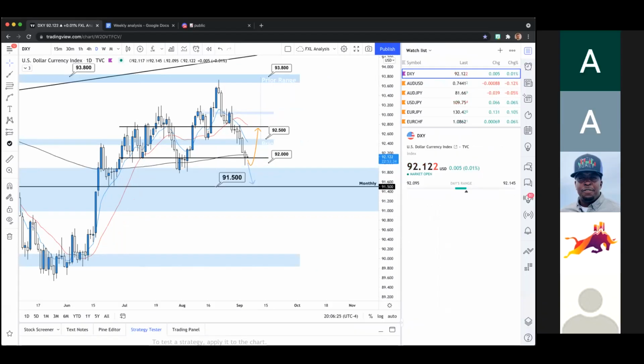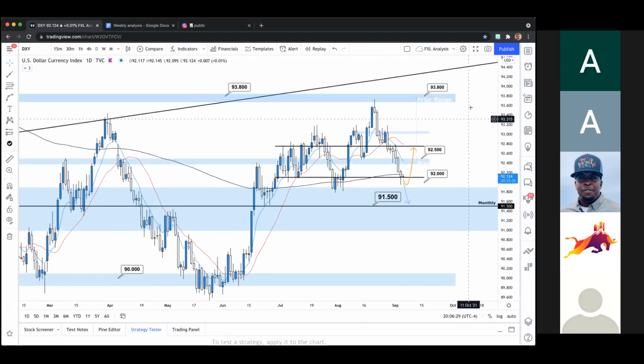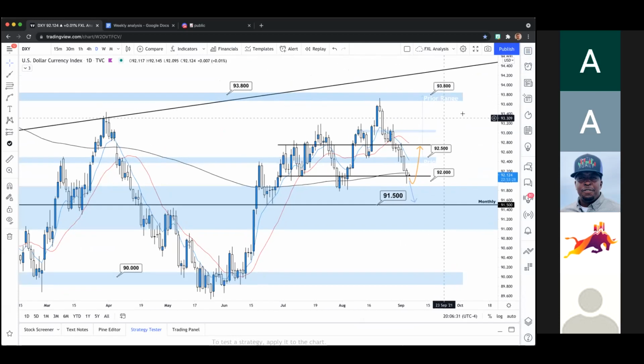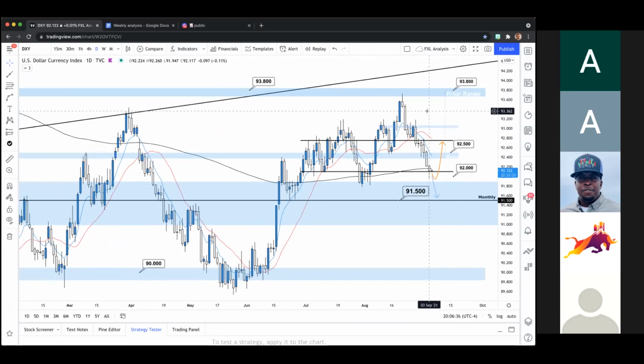Cool. So let's jump over to DXY. Let's just talk about this for a second. I cover this every weekend and I explain why we analyze DXY every week. It's pretty much just the US dollar strength, right? We're seeing what the US dollar is doing.